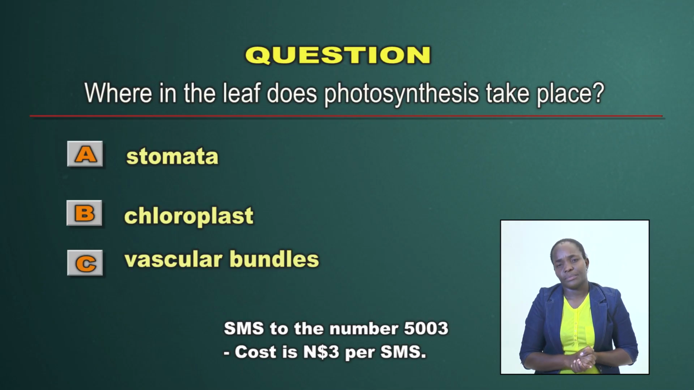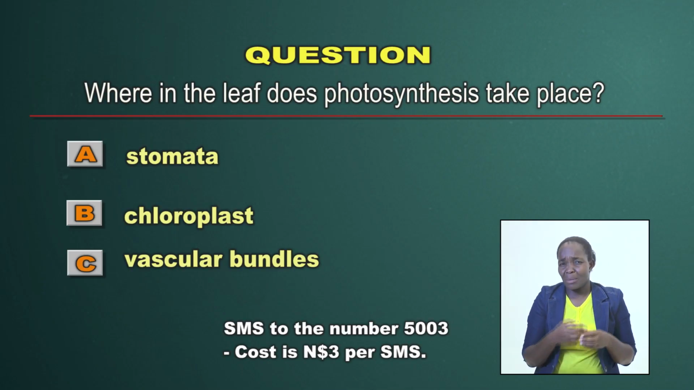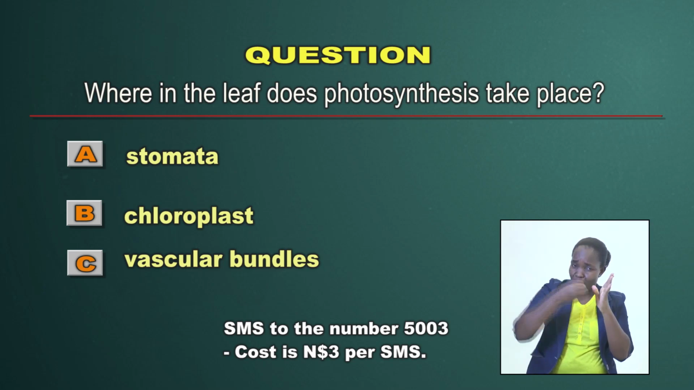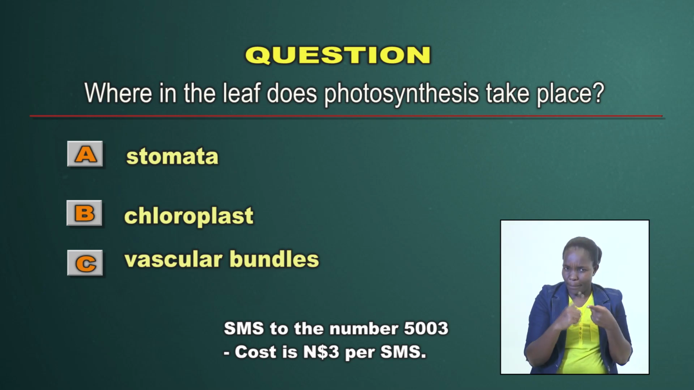Here is the question. Where in the leaf does photosynthesis take place? Is it in A, the stomata, B, chloroplast, or C, vascular bundles?